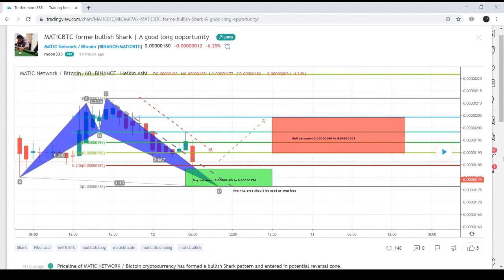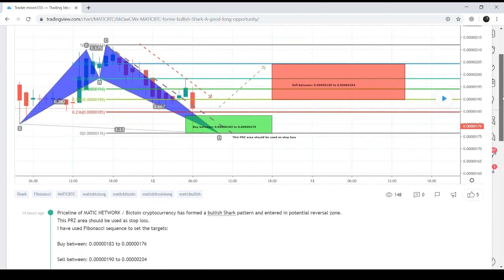Our next altcoin for today is Matic with Bitcoin pair, and on this trade we can see the price action has completed the formation of short leg and entered in the potential reversal zone. I have shared my targets in the chart description as well.